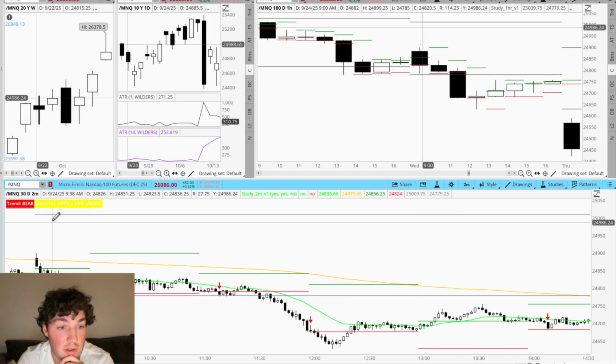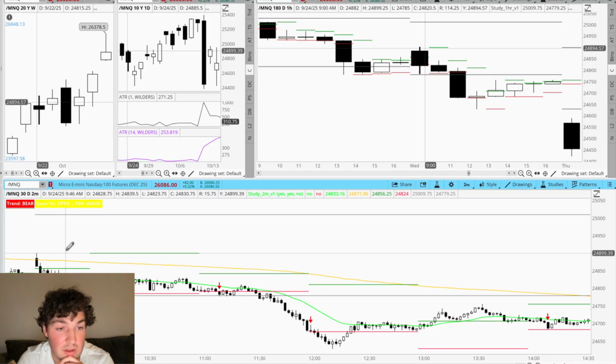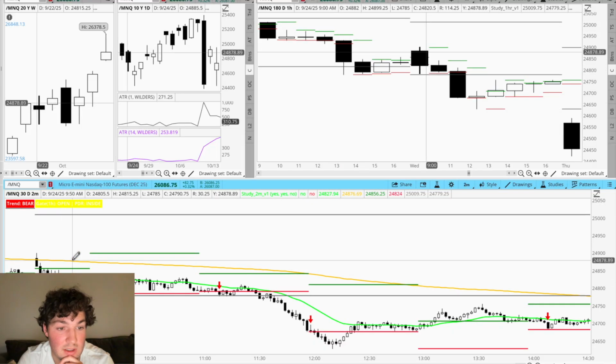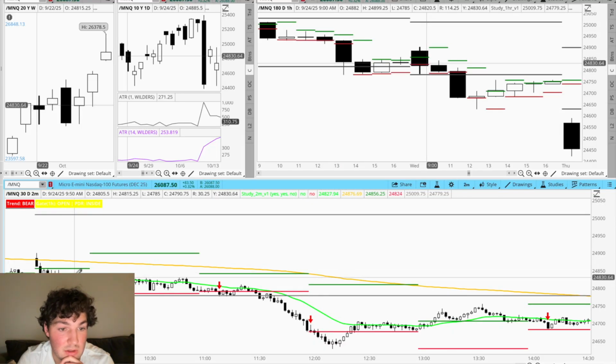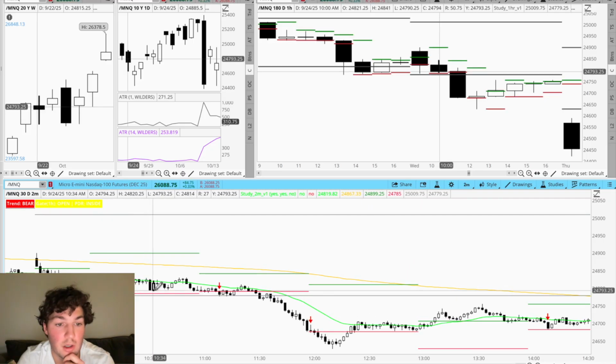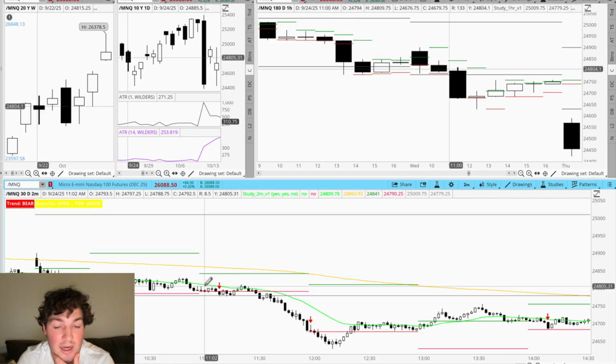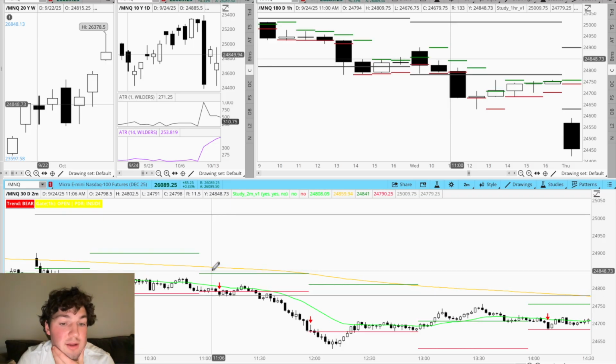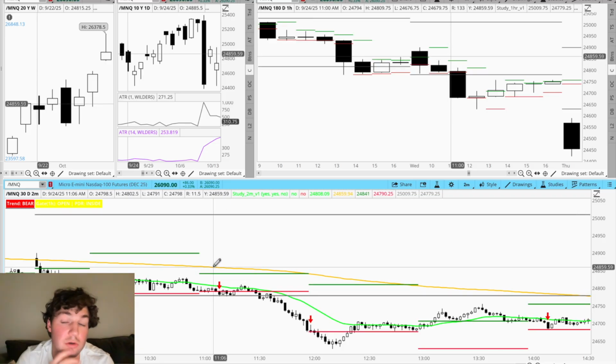So these gray lines here are the prior day high and prior day low, and then these green bars are the prior hour high, and the red bars are the prior hour low. This green line is the 25 EMA, and this orange line is the 250 EMA. And this is just how I determine whether we're in a long environment or a short environment.